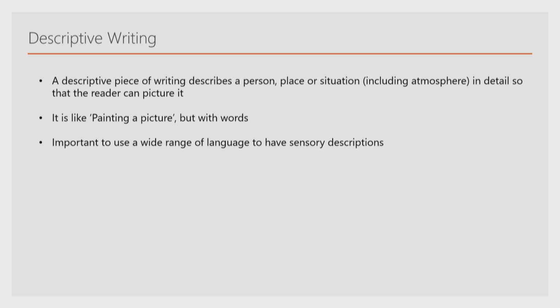Let us now look at descriptive writing. A descriptive piece of writing describes a person, a place, or a situation, including the atmosphere, in detail so that the reader can picture it. It is like painting a picture, but with words. It is important to use a wide range of language to have sensory descriptions to write effective descriptive essays.